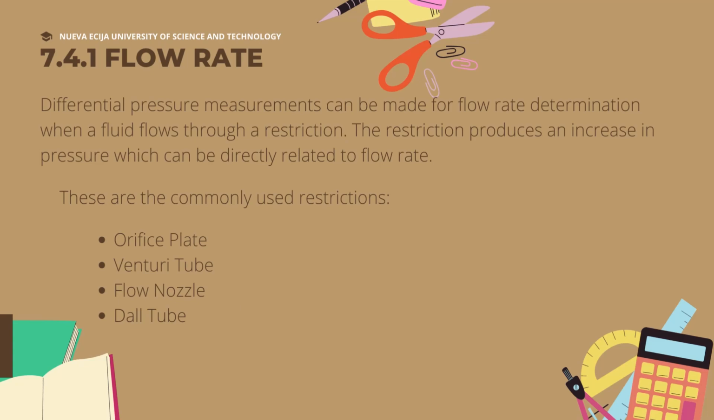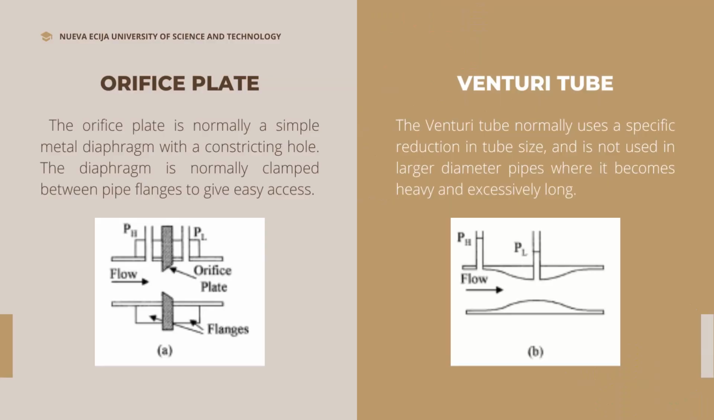So, let's go through them one by one. First, the orifice plate. It says here that the orifice plate is normally a simple metal diaphragm with a constricting hole. The diaphragm is normally clamped between pipe flanges to give easy access. So, that is the picture representing the orifice plate. That is the orifice plate, the gray shaded area. Then the flow is the fluid flowing in our pipe.